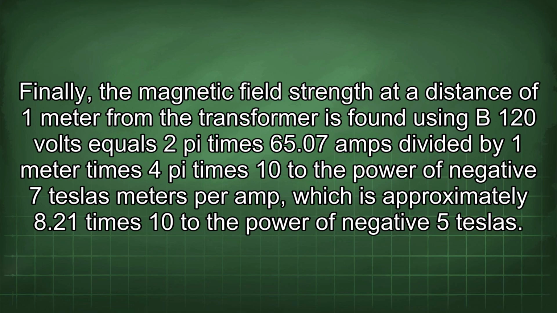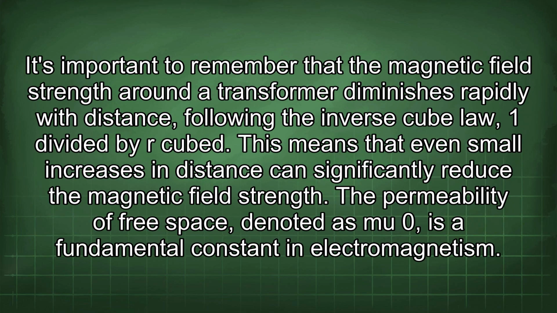Finally, the magnetic field strength at a distance of 1 meter from the transformer is found using B 120 volts equals 2 pi times 65.7 amps divided by 1 meter times 4 pi times 10 to the power of negative 7 teslas meters per amp, which is approximately 8.21 times 10 to the power of negative 5 teslas. It's important to remember that the magnetic field strength around a transformer diminishes rapidly with distance, following the inverse cube law, 1 divided by r cubed. This means that even smaller increases in distance can significantly reduce the magnetic field strength.